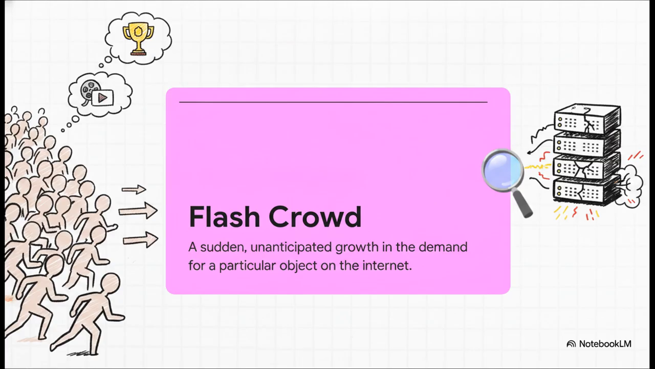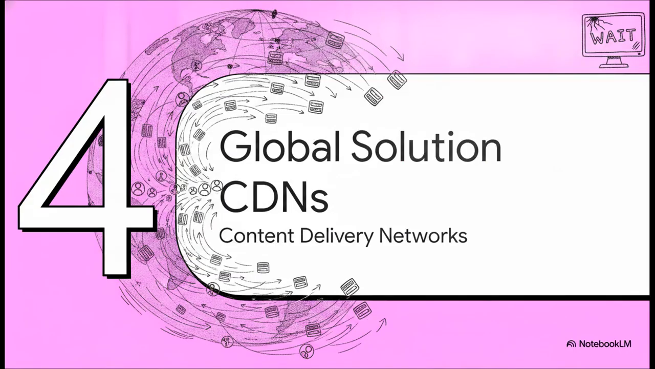Imagine a highly anticipated movie trailer dropping, or the final match of a major sporting event. If all those millions of users try to connect to a single traditional server, well, there simply isn't enough bandwidth. The server gets instantly crushed and the whole site crashes. Game over. So to survive a flash crowd, we have to zoom out.